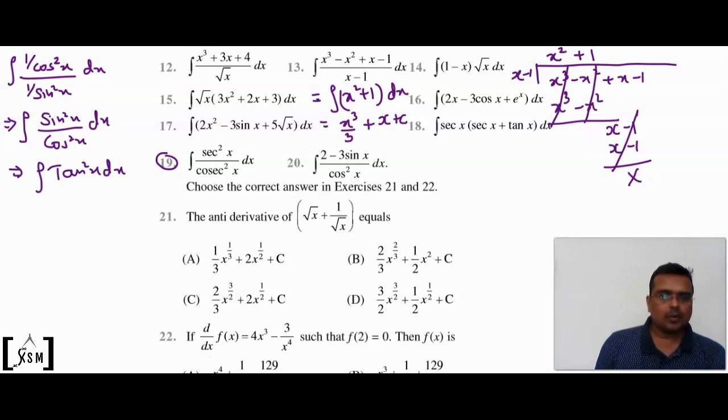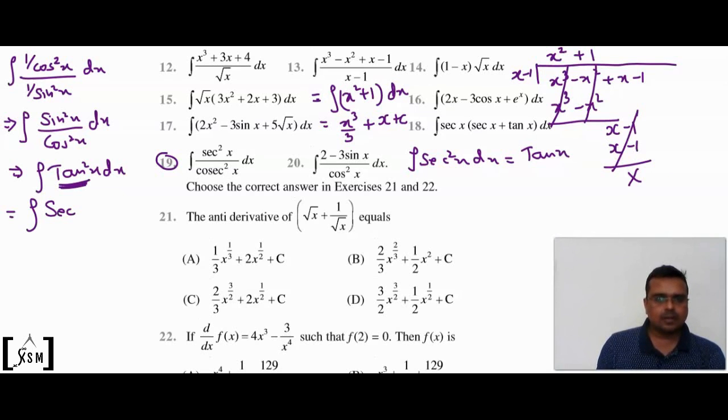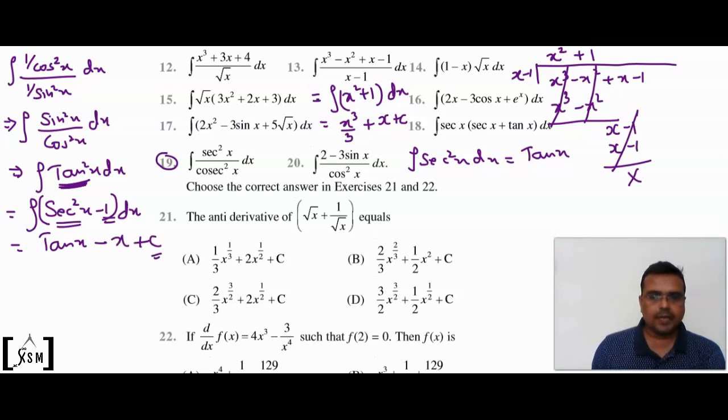The integration formula comes to my mind: integration of sec square x dx is tan x, right? So basically I convert into sec form. From trigonometry we know that tan square x is actually sec square x minus 1, right, dx. So integration of sec square x minus 1 is tan x minus x. Good, fine.